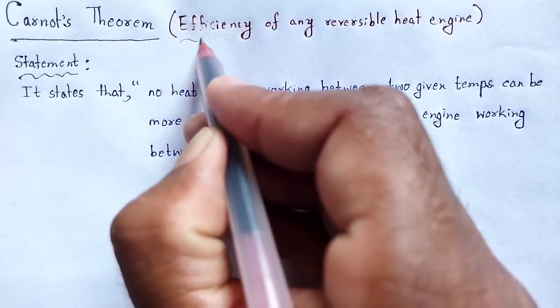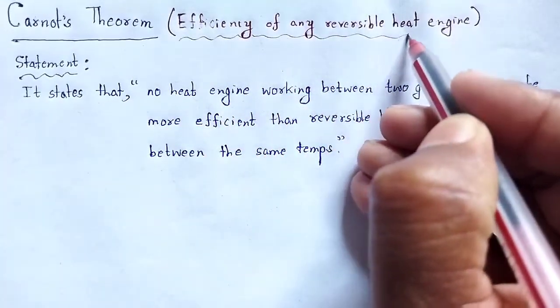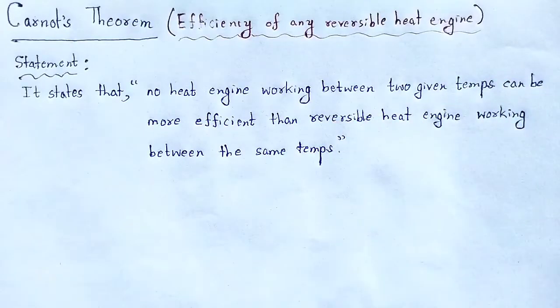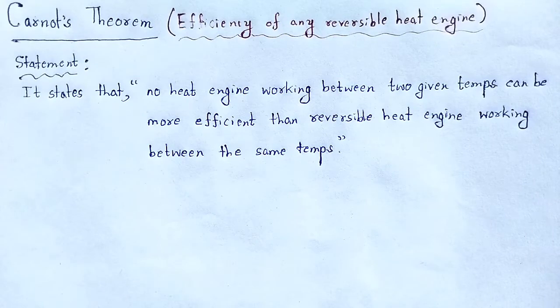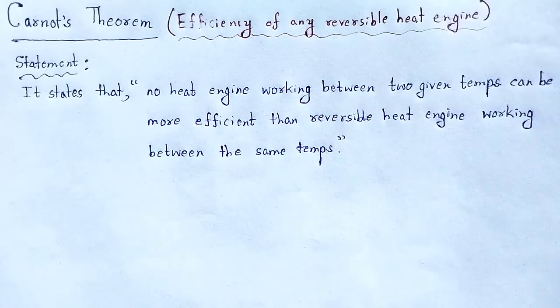We have to prove how the efficiency of a reversible heat engine is more as compared to other heat engines like irreversible heat engines and so on. So, to prove that theorem, we have to consider two heat engines. One is a reversible heat engine and another one is an irreversible heat engine, and we compare the efficiency of both these two.